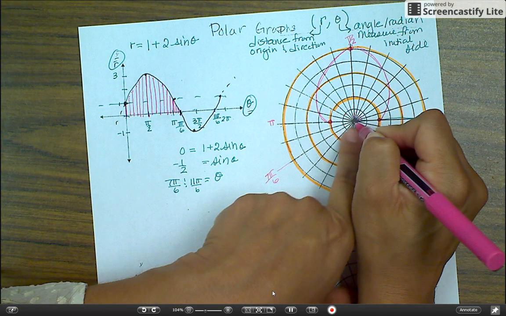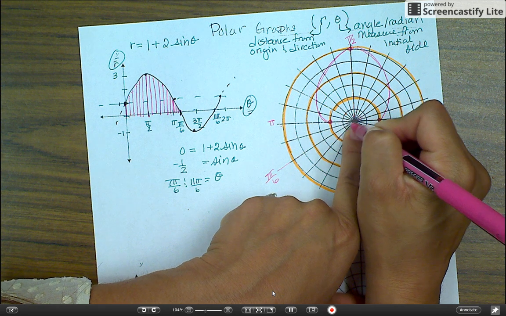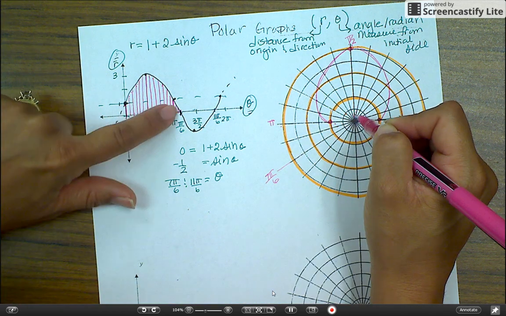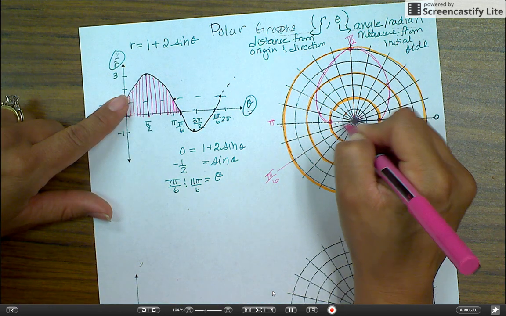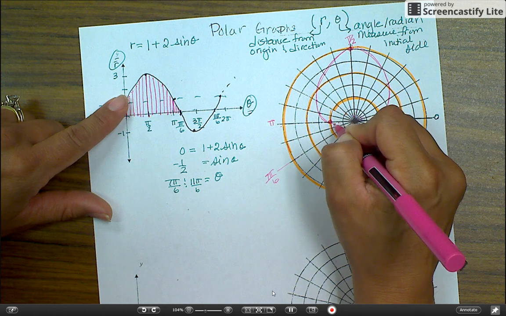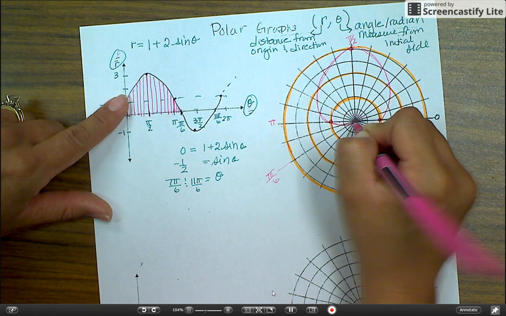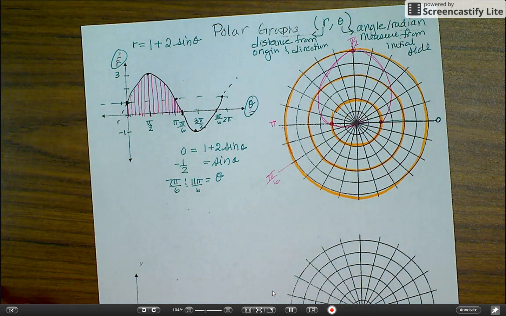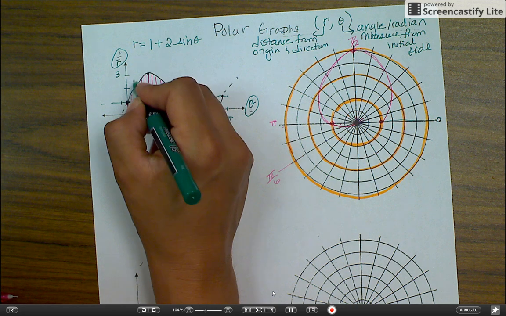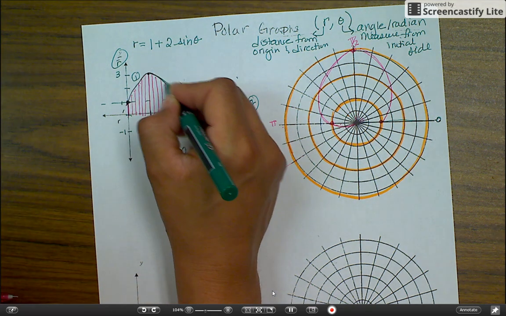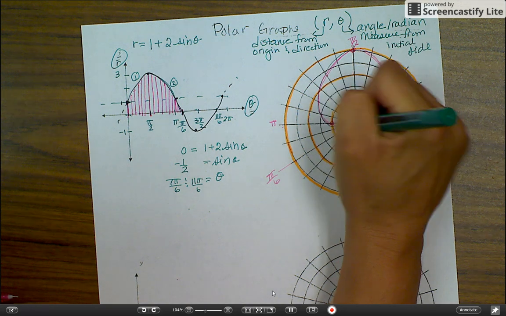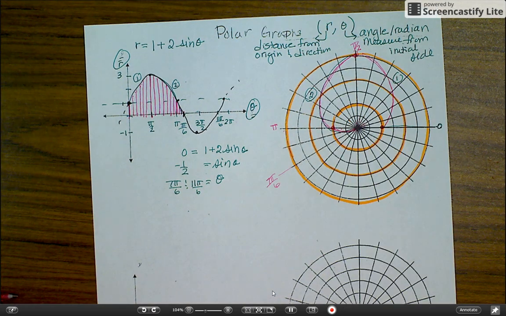Until I get to 7 pi over 6, these are decreasing, and each time I plot a point, it's going to be smaller and smaller. They're going to go down to 0. So I plot a point, go out until I get to 0. So it's going to do something like this. Okay? So now, this is the first section of my graph. All of this is the second section. So this is the first section. Then all of this is the second section.